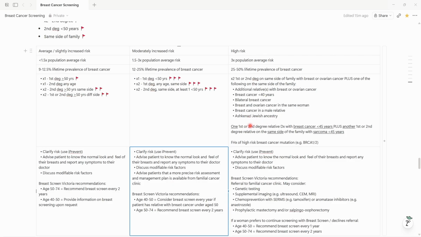Another qualifying factor would be they have 1 family member, whether first or second degree, with breast cancer under 45 years, plus another family member, first or second degree, on the same side of the family with a sarcoma under 45 years. The third category is that they have a family history of a family member with a high risk breast cancer mutation, and usually that would be a first degree relative. An example would be the BRCA1 and BRCA2 mutation.